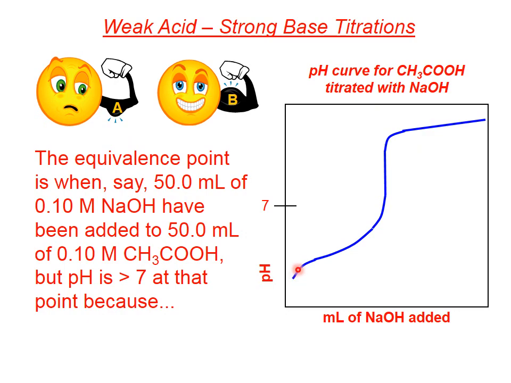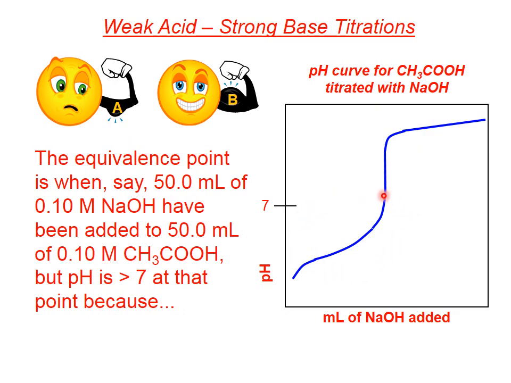We have this kind of gradual changing of pH, and then we have a vertical region, but it's shorter, and then we have the elongated, slightly sloped region, which is essentially the same in both strong-strong and strong-weak titrations. But this region here is a different shape in a weak-strong titration than in a strong-strong titration.